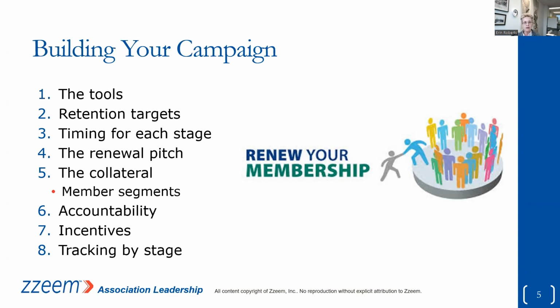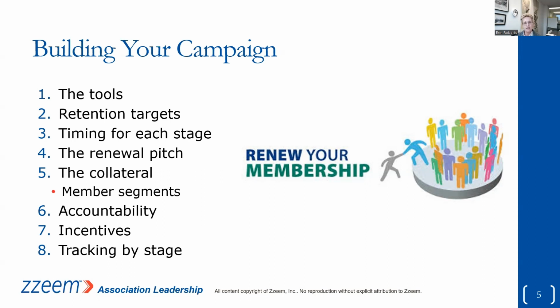And then you're going to need collateral. And collateral is everything that you're going to use around it. That's your pitch. That's your phone scripts, everything that you need to support the process. You're going to make sure that you need to have accountability. And accountability means that certain people have certain responsibilities for that campaign. And we'll talk a little bit more about that in a minute.